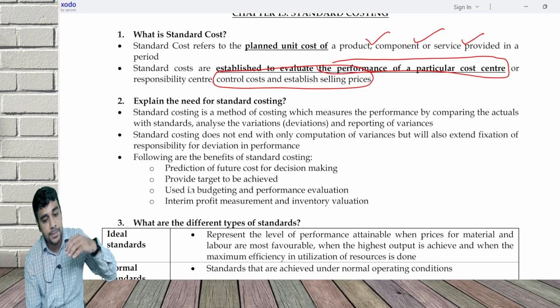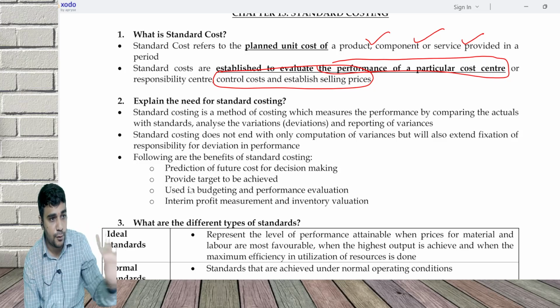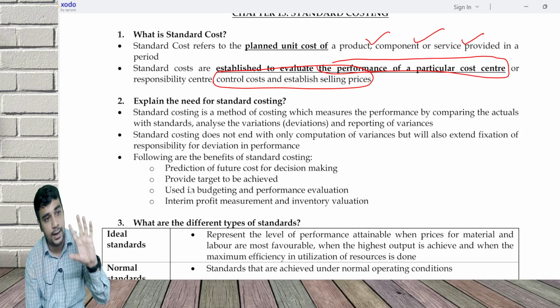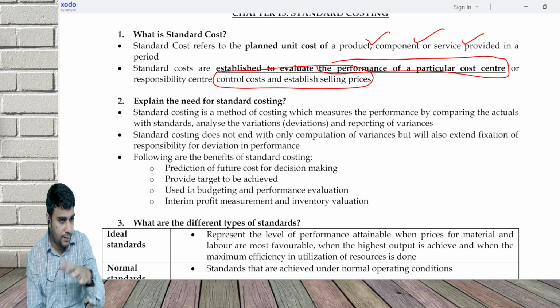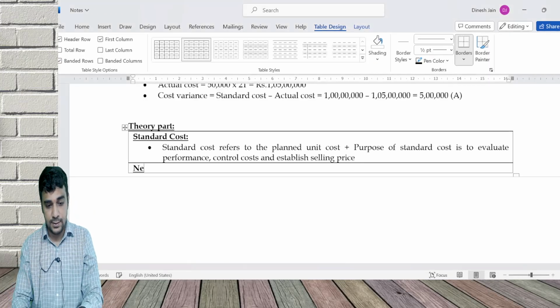Most of the times in the practical world, I don't even calculate the actual cost. My profit is very simple. In that problem, we did 40,000 units sold. 40,000 into 8.4 is the profit, because I had my plan. In reality, if you deviate, calculate variances and then see what is happening. Next, need for standard costing.